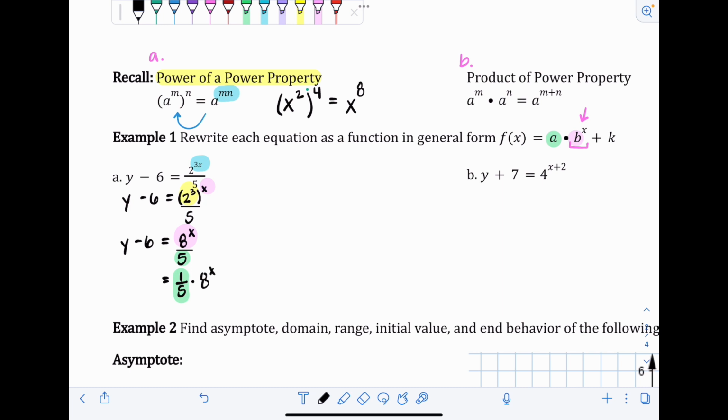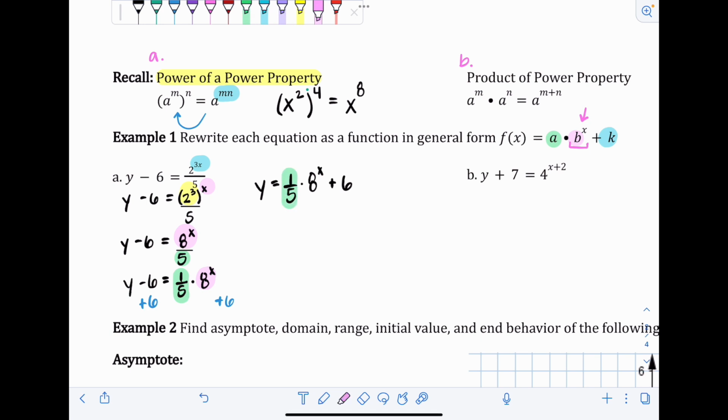And then that's being multiplied by that 8x. And then I have y minus 6. And now I just have to get the y by itself and swap it out for an f of x. So if I want to get rid of that minus 6, I'm going to add 6 to both sides, and that's going to become this k over here. So I'm just going to add it to the end since there's nothing else for me to add it to, no like terms. So once I do that, it'd be y equals 1/5 times 8 to the x power and then plus 6.